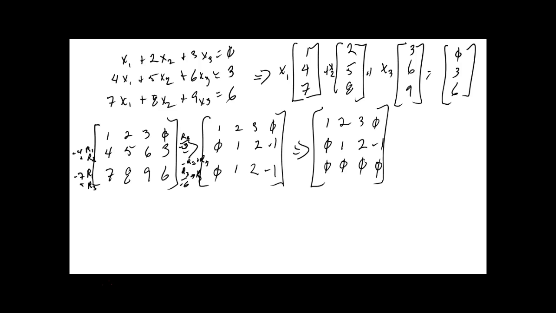This tells us that 0 is equal to 0. When's that true? Always. What that means is we have a consistent system, but it has infinitely many solutions. Anytime your bottom row is something that's always true, you have an infinite number of solutions.